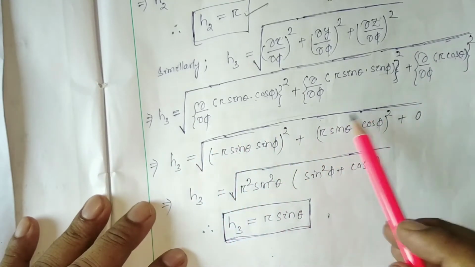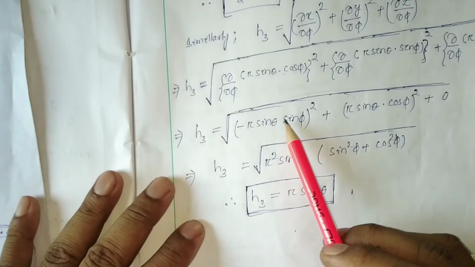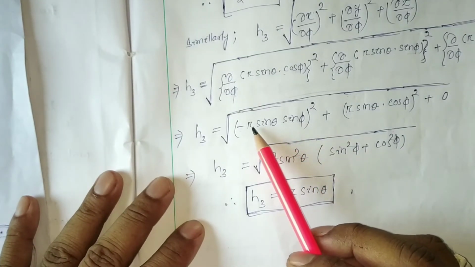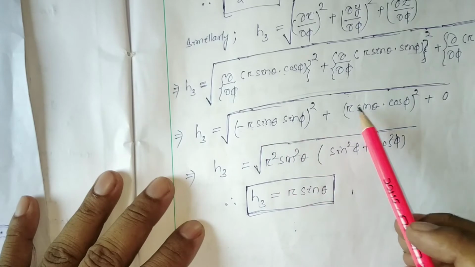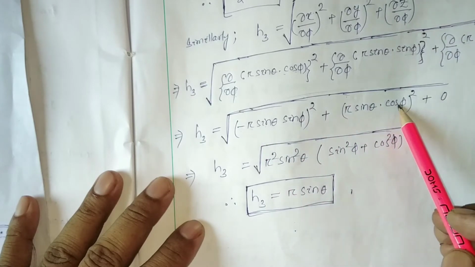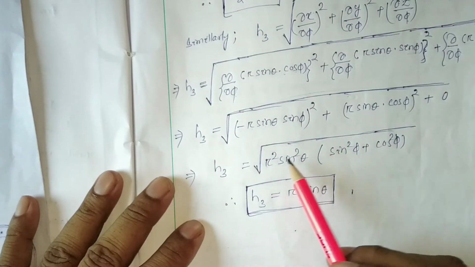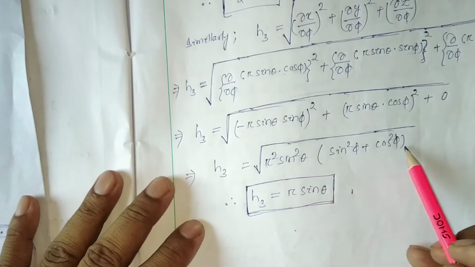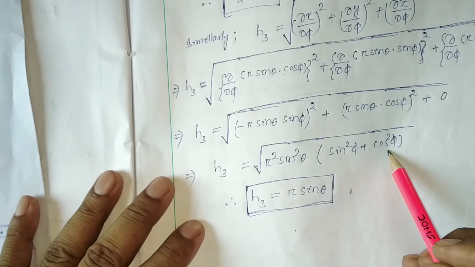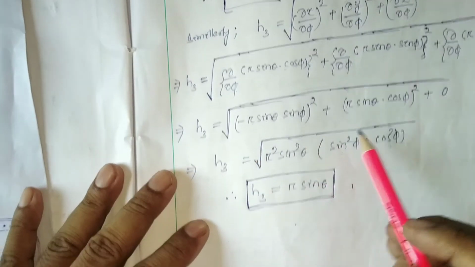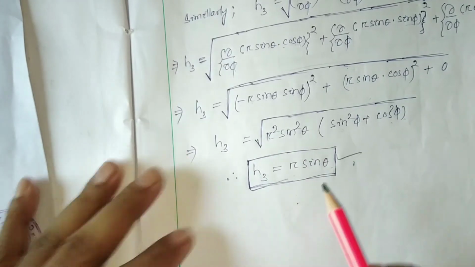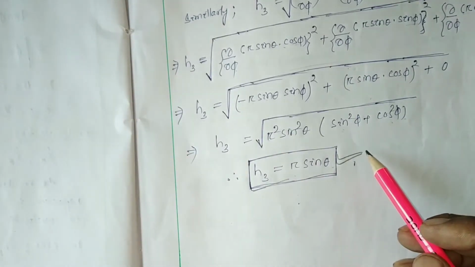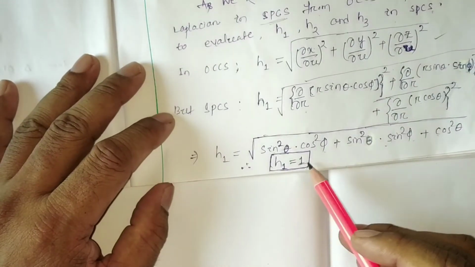So root over the whole. Here you can see r square sin square theta sin square phi plus r square sin square theta cos square phi. Taking r square sin square theta common, it will be sin square phi plus cos square phi. This is your 1. Root over the whole means r sin theta. So h3 we got r sin theta, h2 we got r, and h1 is your 1.